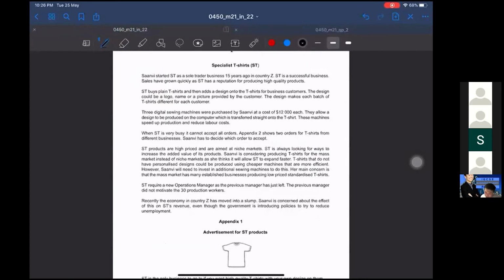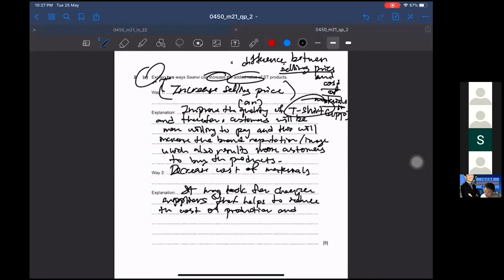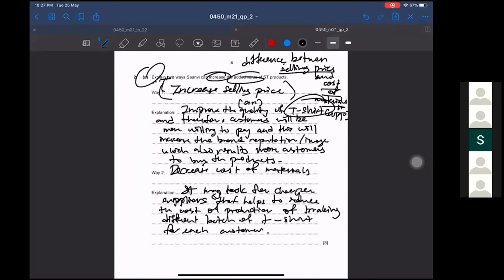So let's say we go back to appendix. Cost of production of making a batch of t-shirts, different for each customer. So cost of production of making different batch of t-shirts for each customer. So this is another application for your answer.